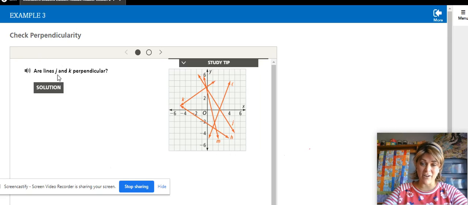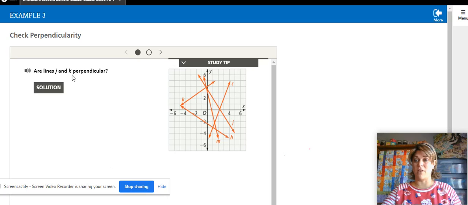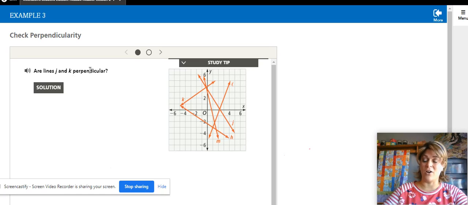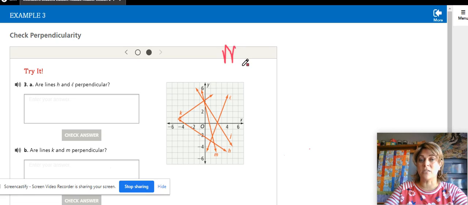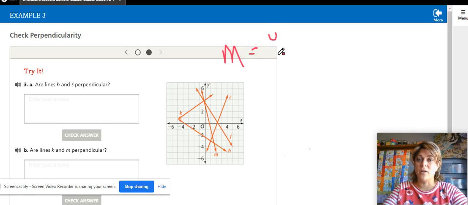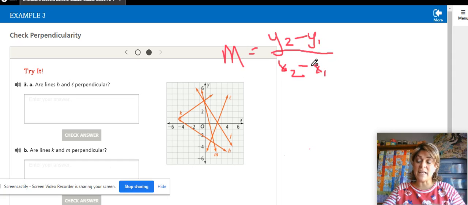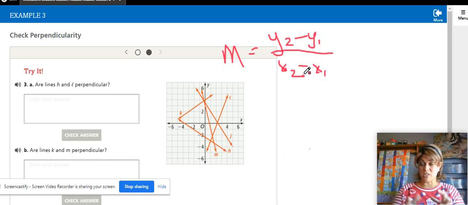To check perpendicularity, you have to find the two slopes. Again, if you have the graph, go ahead and count, check the slopes, and then see if they are opposite reciprocals. On the next problem, it asks the same thing, check if they're perpendicular. But on this one, I want you to use that slope formula that I did with parallel lines. I'll write the formula just in case you've forgotten it. Slope equals y2 minus y1 over x2 minus x1. Calculate each of the slopes, and then see if the slopes are opposite reciprocals.